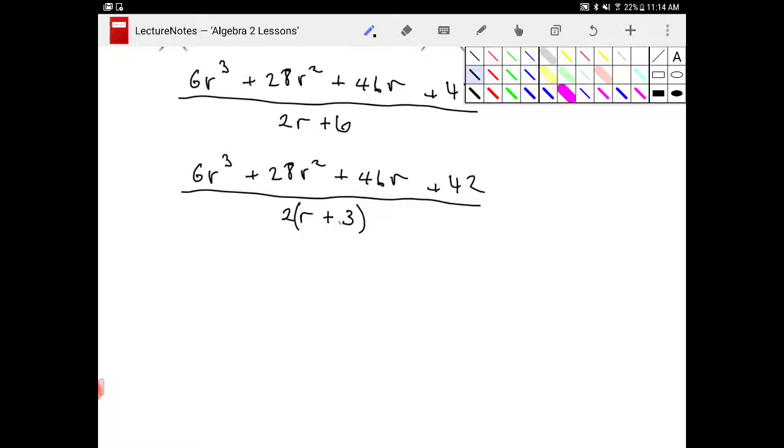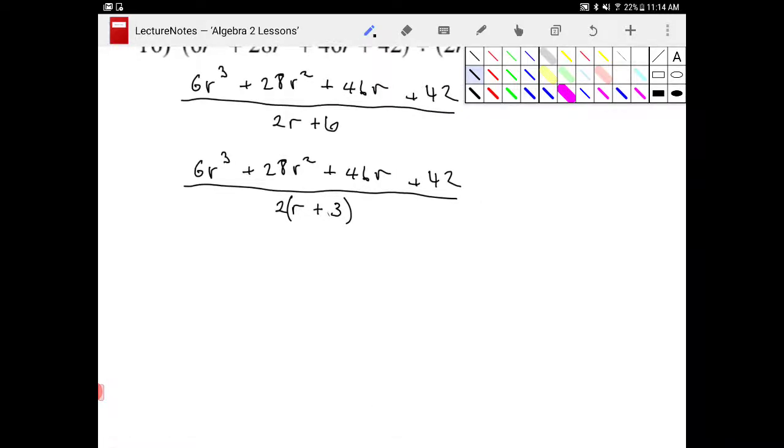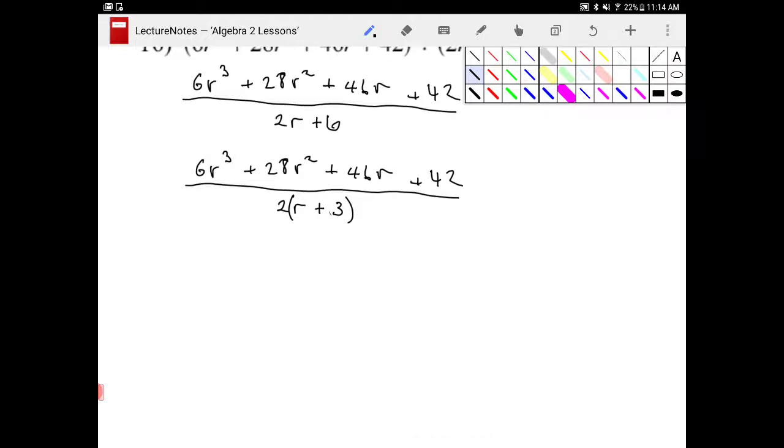Now, just keep in mind this is all still a division problem, right? Can we divide 2 into every single term here? Absolutely. Do I have to do it? Do I have to divide 2 in when I see that there's a common factor here? You should. So this becomes 3r cubed plus 14r squared plus 23r plus 21, all divided by r plus 3. Now I can perform synthetic division.